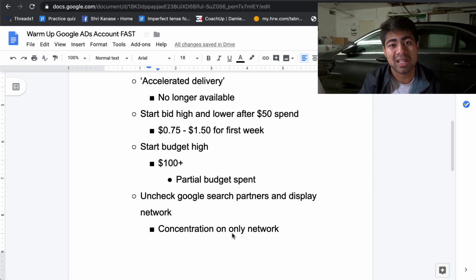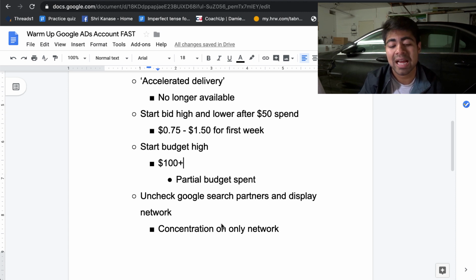So if you want to really accelerate your warming up period, I highly recommend that you uncheck both of these boxes so that your campaign can only focus on one network and then put all of its energy, time, effort, and data onto that network. So whatever keywords that you get from that specific network, you can then later on check both of these boxes once your account is fully warmed up.